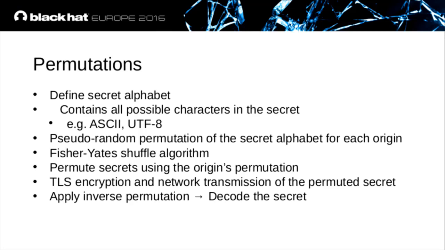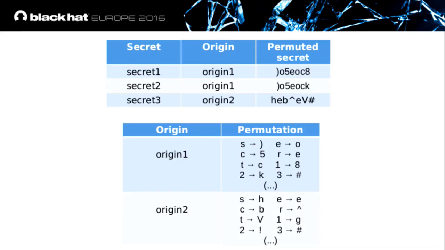And we use the Fisher-Yates shuffle algorithm, which performs an unbiased permutation, meaning that each element has the same probability of being chosen. Then we permute the secrets using the origin's permutation that we generated before. And then this HTTP response with the permuted secrets is TLS encrypted and transmitted through the network. Once on the user's browser, we apply the inverse permutation and we decode the secret.